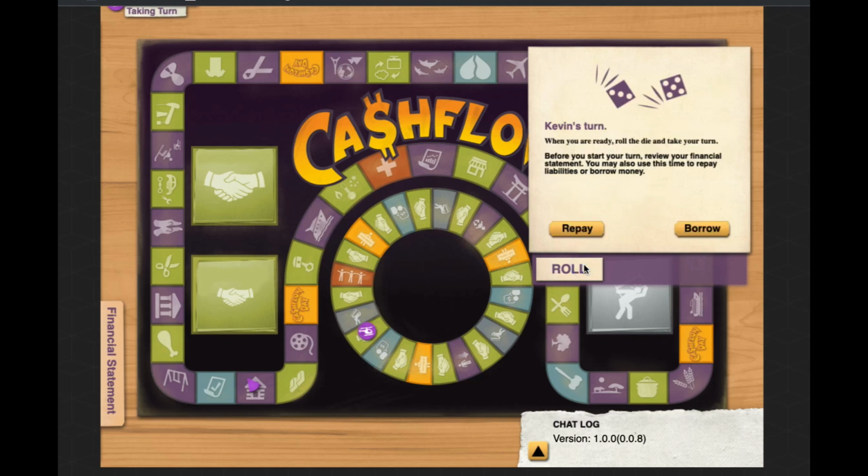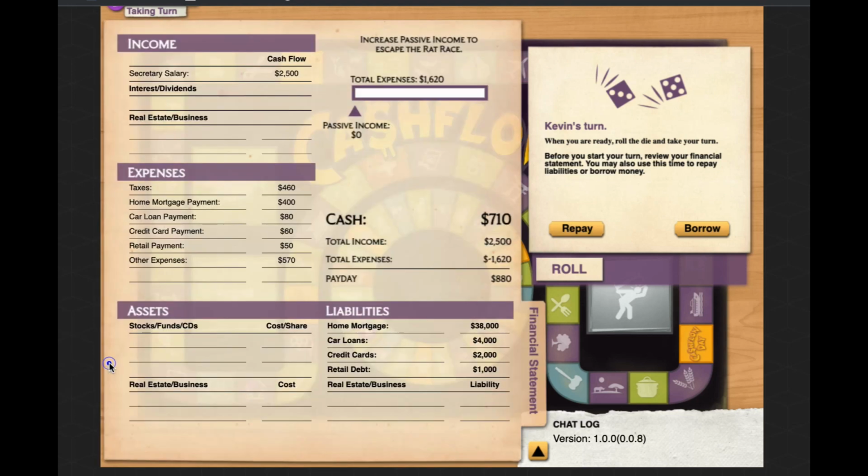Okay. And over here on the left, you're going to see your financial statement. This shows your secretary salary, any other income you have, and below is your expenses, all of your expenses that we have here. So your income less your expenses winds up being your cash flow. Down here, you'll see your assets. We have nothing, but we have tons of liability, a home mortgage, car loan, credit card, and retail debt. And all the payments for these will actually show up over here on the expenses. So eventually we're going to pay these off.